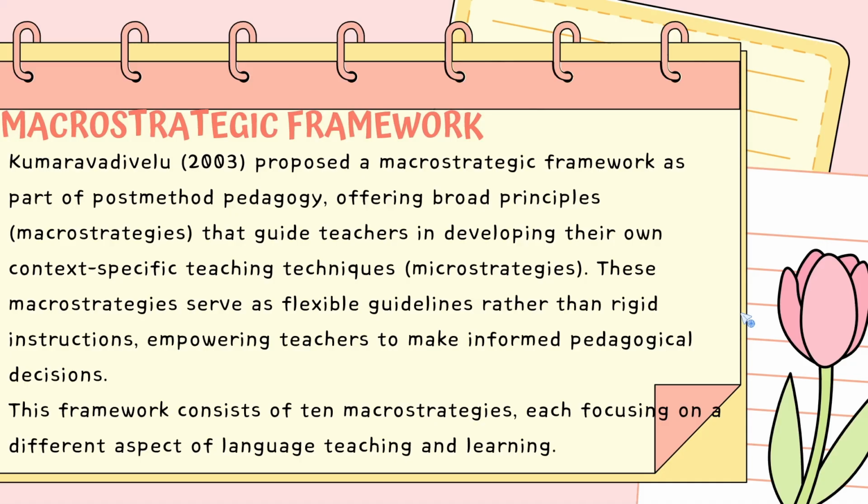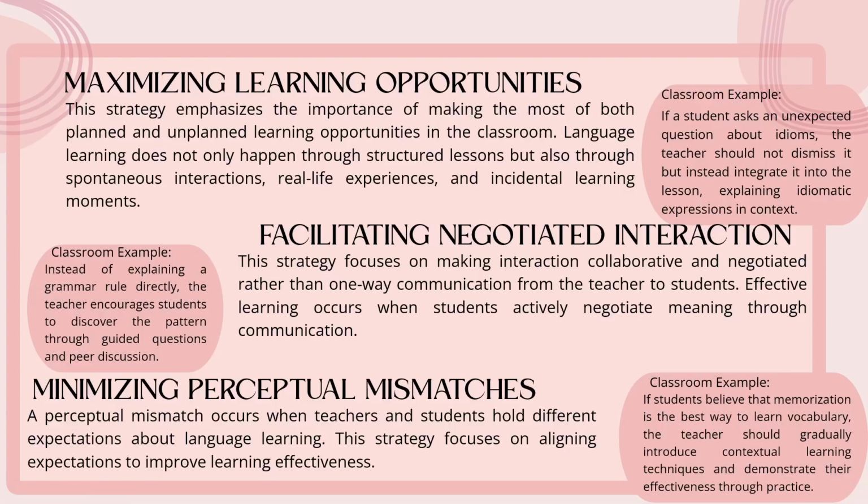So this framework consists of some macro strategies. It focuses on different aspects of language teaching and learning. So here are the macro strategies. First, maximizing learning opportunities. This strategy emphasizes the importance of making the most of both planned and unplanned learning opportunities. So in the classroom, language learning does not only happen through structured lessons, but also through spontaneous interactions, right? The real life experiences and incidental learning moments.